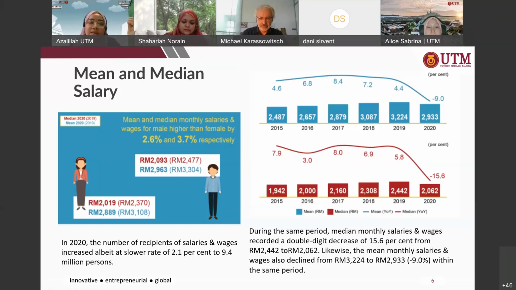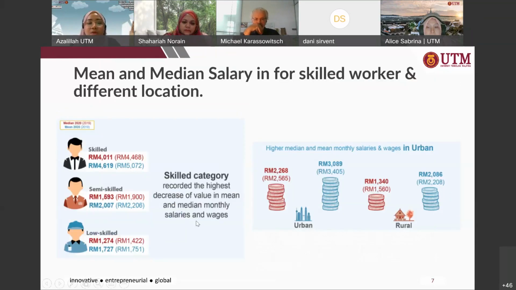So here are the statistics on the mean and the median salary. It is different when you are living in an urban area, so your salary is also different. For higher medians in urban areas, you will receive around 2,005 until 2,000-3,000.